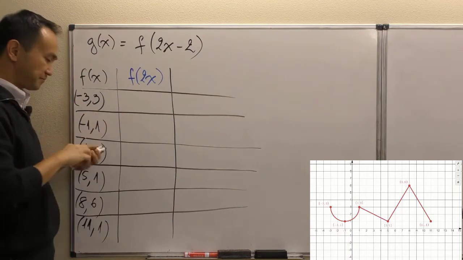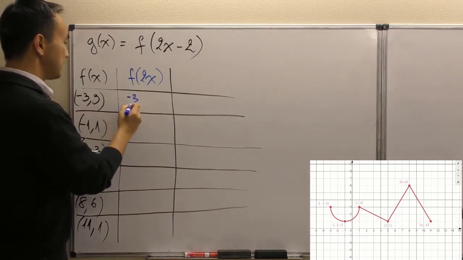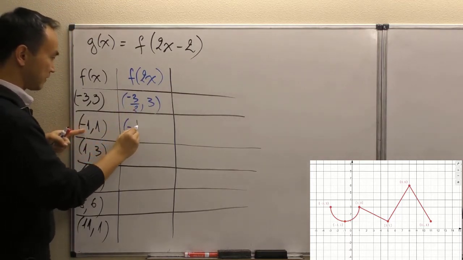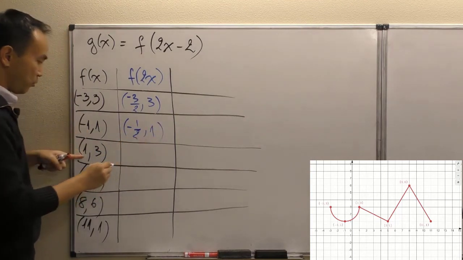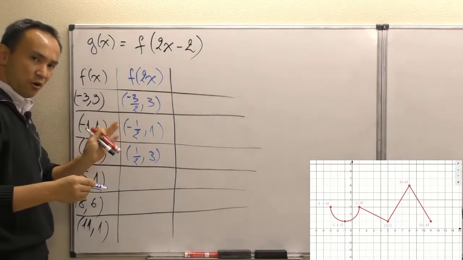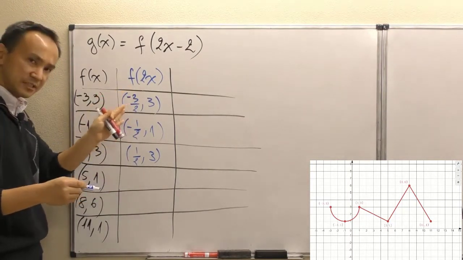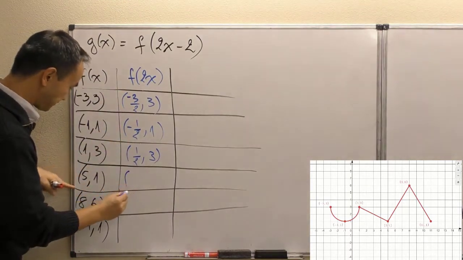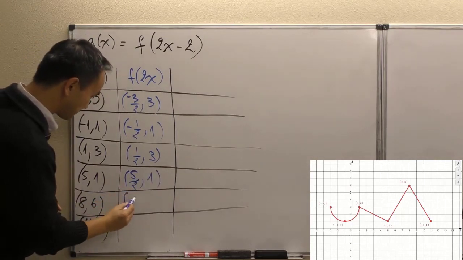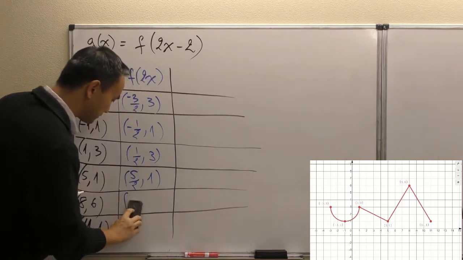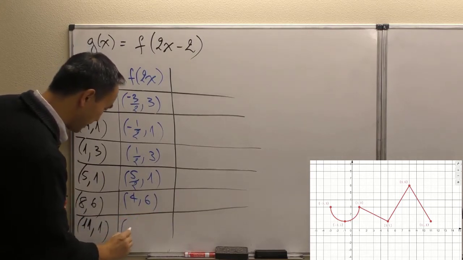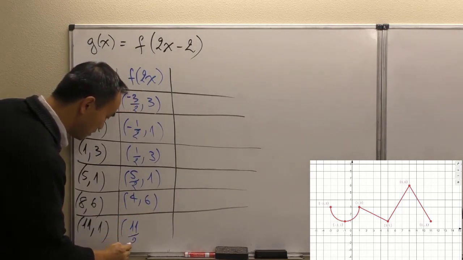So this gives me (-3/2, 3). And then this point here gives me (-1/2, 1). This point will give me (1/2, 3). So everything we are doing here is only happening on the x values. And then (5/2, 1), and that here gives me (4, 6), and this here gives me (11/2, 1).